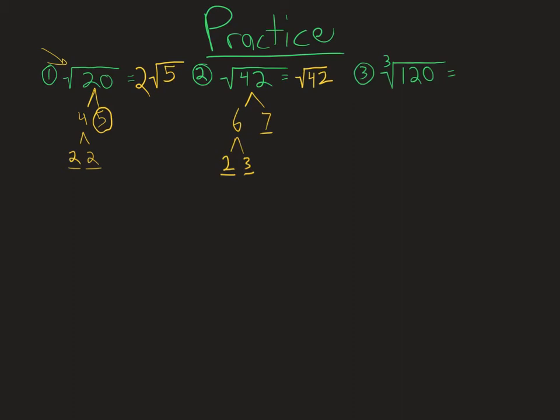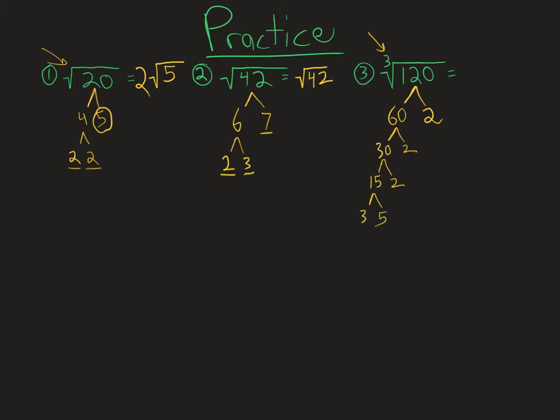Number 3. First, notice it's a cube root. We need 3 of something to pull it out. And let's start looking for those. 120 is 60 times 2. I can think of a 60 as a 30 times 2. 30 is a 15 times 2. Geez, lots of 2's. And 15 is 3 times 5.